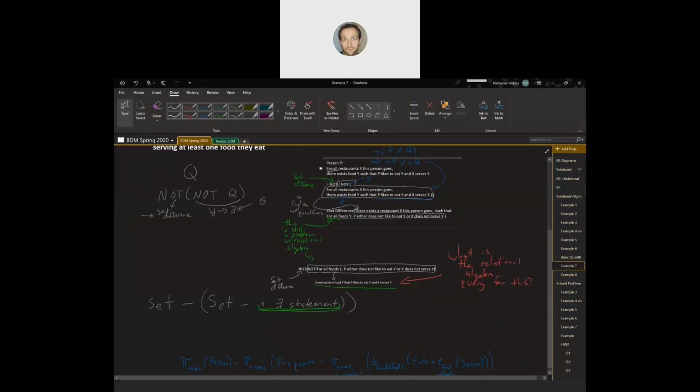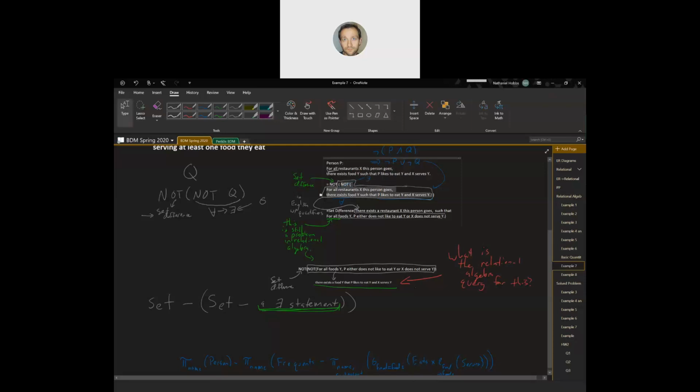So we would like in this query to return all restaurants where a person goes to the restaurant and the restaurant in which this person goes has a food that they like to eat, and the restaurant also serves the food. So the outer knot is going to be a set difference, and the inner knot is flipping the for all.